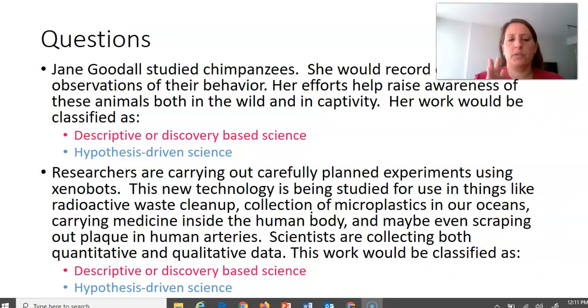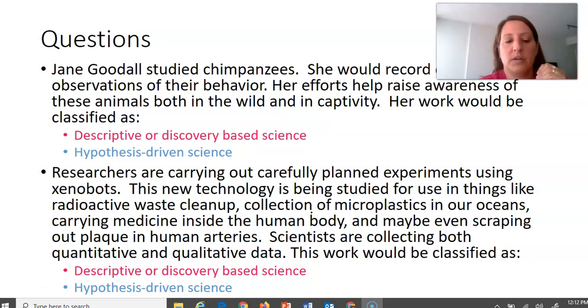Second question here. Researchers are carrying out carefully planned experiments using xenobots. Actually, I pulled this question out of something that I recently read about. These things called xenobots, researchers are using them in carefully planned experiments. This new technology is being studied for use in things like radioactive waste cleanup, collection of microplastics in our oceans, carrying medicine inside the human body, and maybe they can even be used to scrape out plaque from the insides of human arteries. Scientists are collecting both quantitative and qualitative data on these little xenobots.